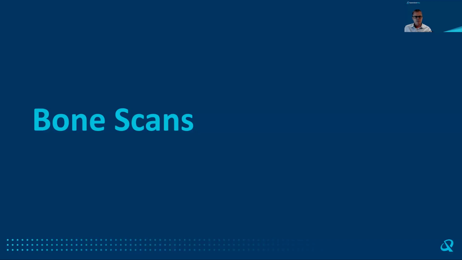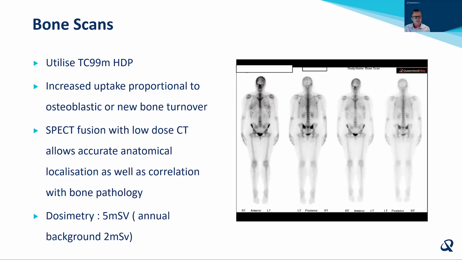So I'm just going to touch on bone scans quickly. Bone scans use a different tracer, technetium HDP. Its uptake is proportional to osteoblastic, or new bone, turnover. And once again, we do SPECT images with fusion to low-dose CT. That allows accurate anatomical localization of the uptake, as well as some correlation with bone pathology. Now, dosimetry is less than MPS. It's 5, whereas MPS is about 8.